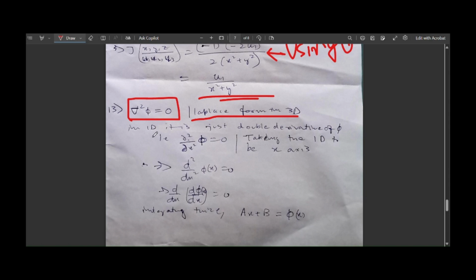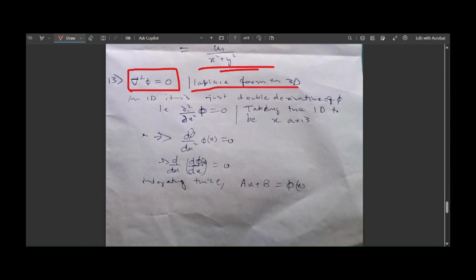In 1D, if we take the one-dimensional to be x-axis only, we can write this as just double derivative of phi. It is dou square by dou x square phi, but phi is one-dimensional, hence it will be only a function of x, and d square by dx square phi of x is equal to 0, and if we integrate this expression twice, we can find this relation.